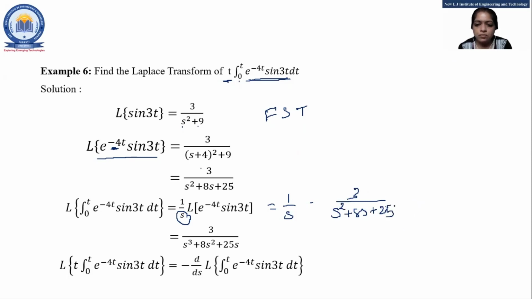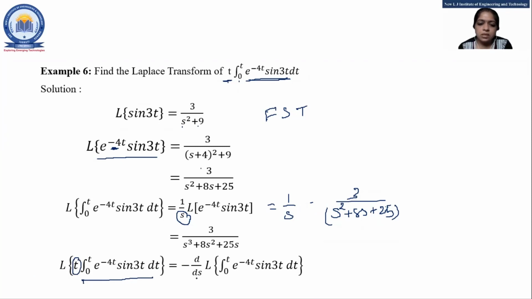This one is 25, right? So after simplification, it is 3 upon s cube plus 8s square plus 25s. But our original question has t into this as well. So Laplace of t into this integral.